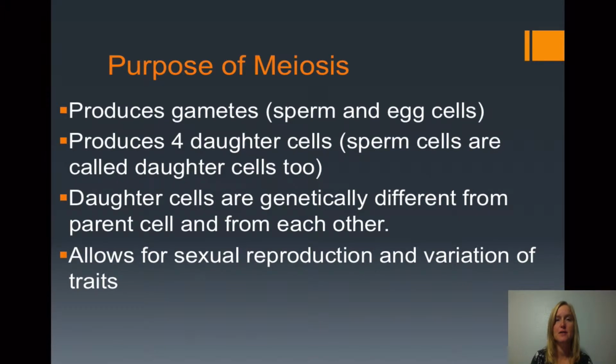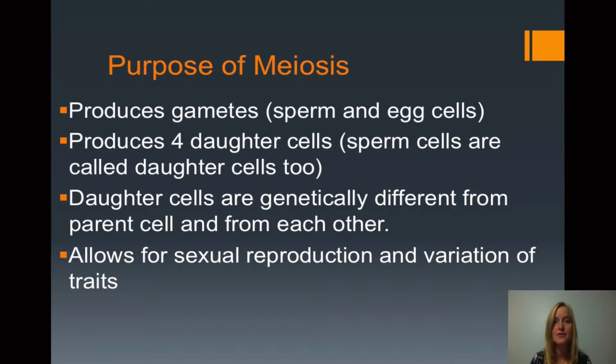Okay, so now we're going to talk about meiosis. Meiosis is a different type of cell reproduction because meiosis produces the gametes. So it's going to produce the sperm and the egg cells. Meiosis is going to produce 4 daughter cells instead of 2. Sperm cells are called daughter cells too, so if it's producing sperm, they are called daughter cells.